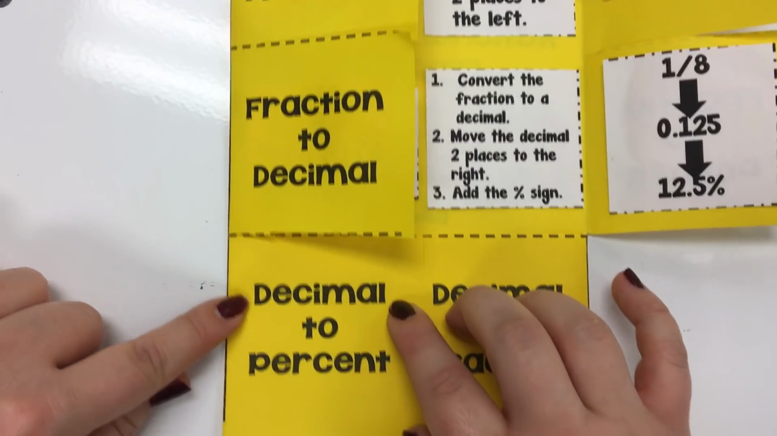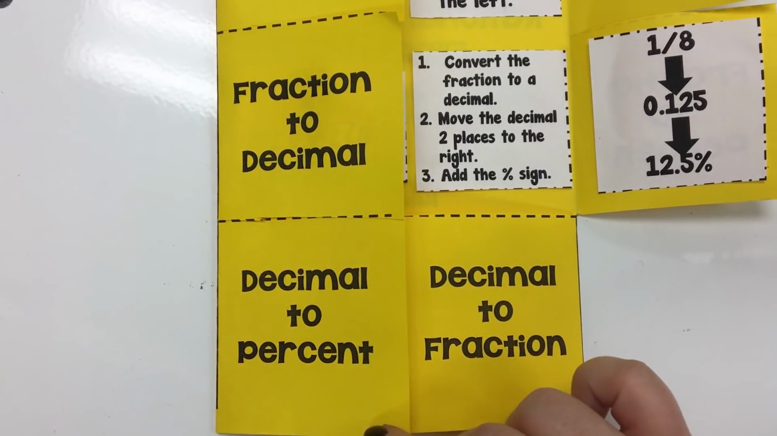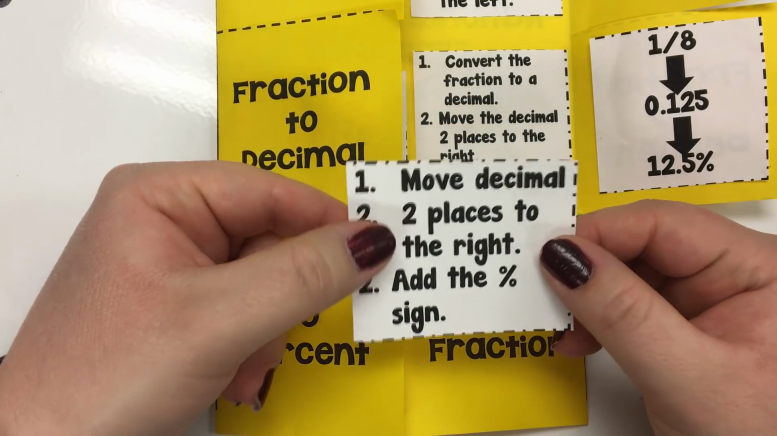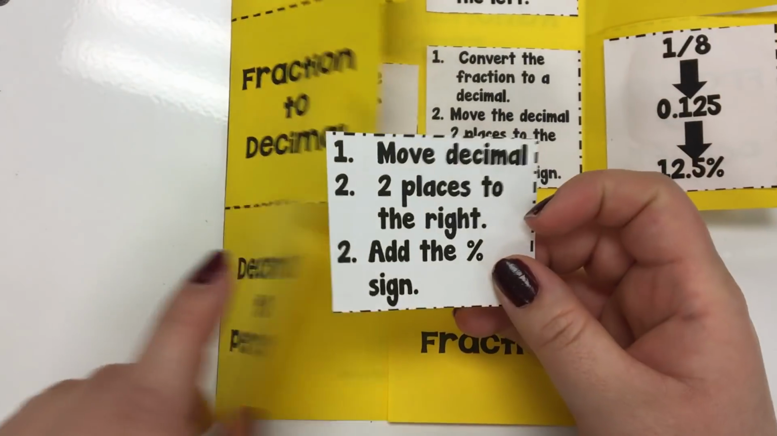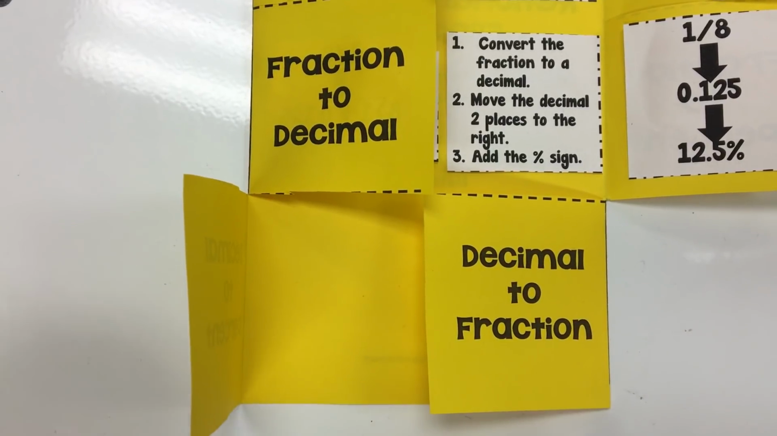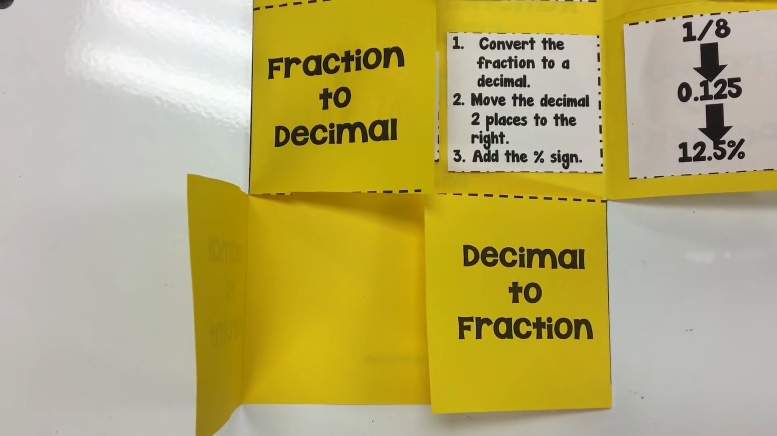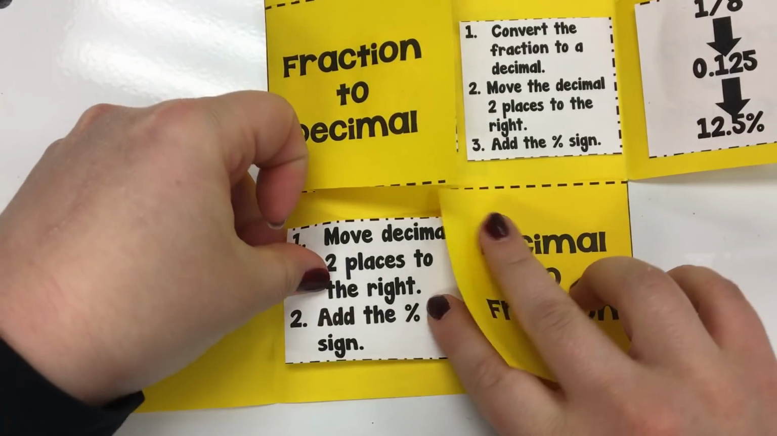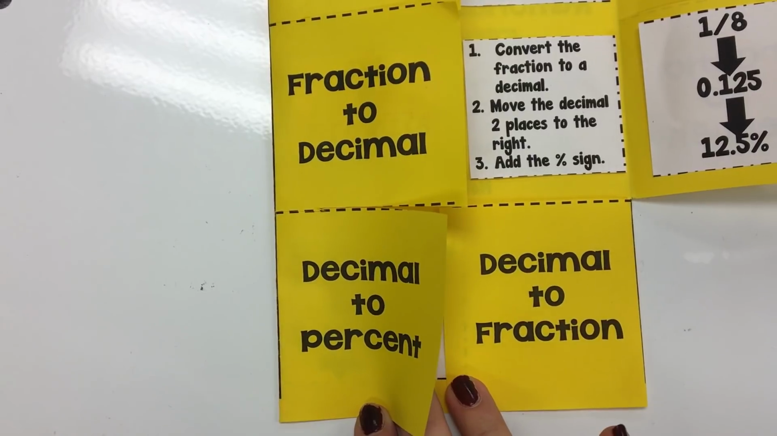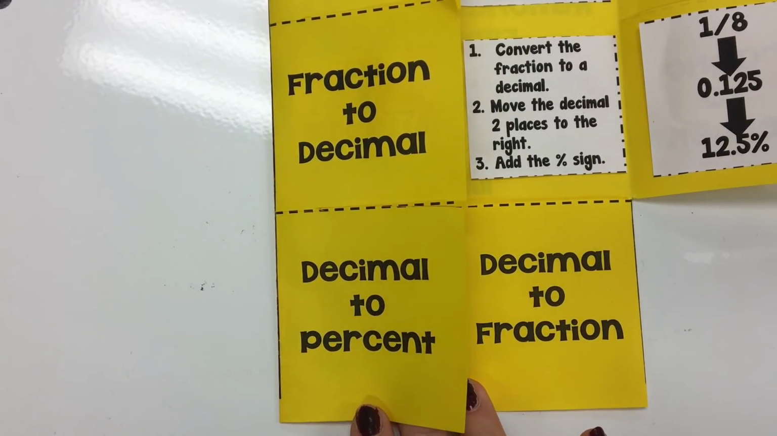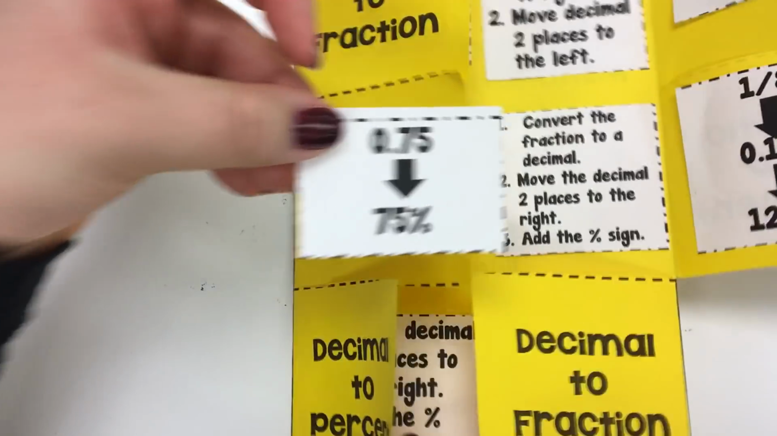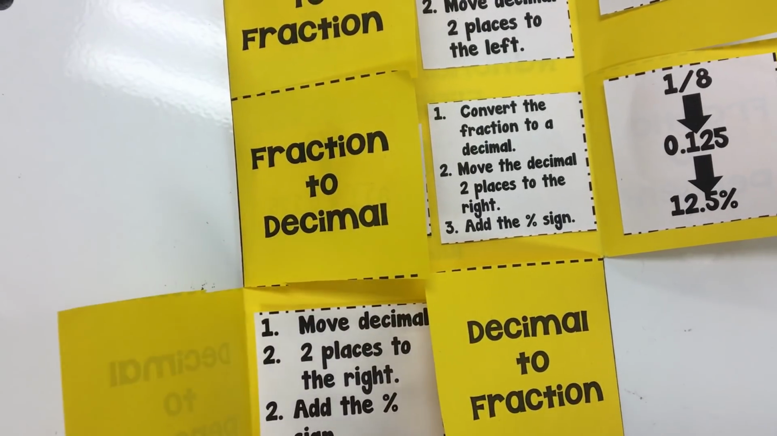Next one is to go from a decimal to a percent. So what we're going to do is we're going to move the decimal 2 places to the right, and then we're going to add a percent sign. And then we just want to look for the example that goes from a decimal to a percent, so this one, and glue it on the inside.